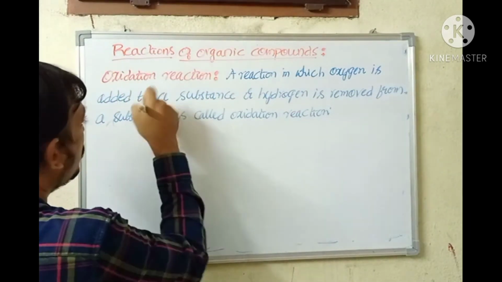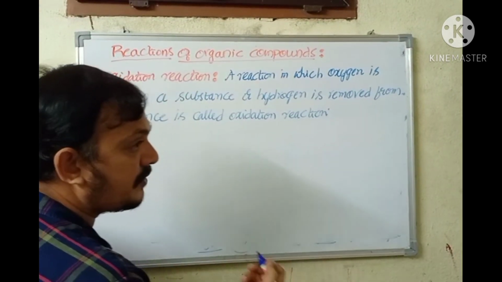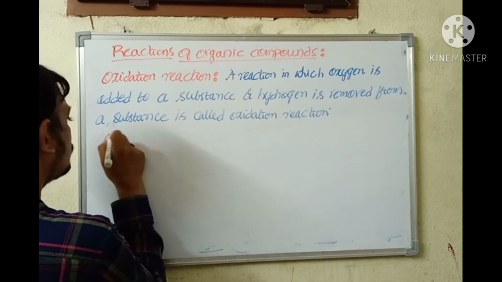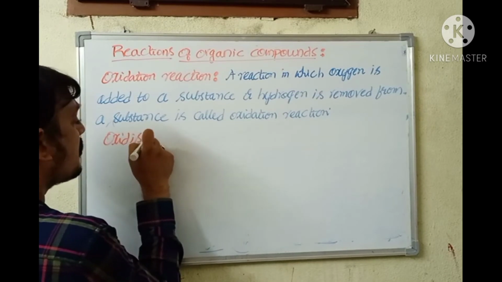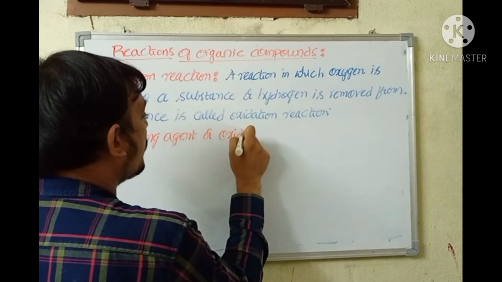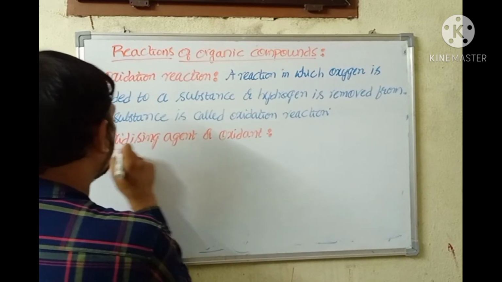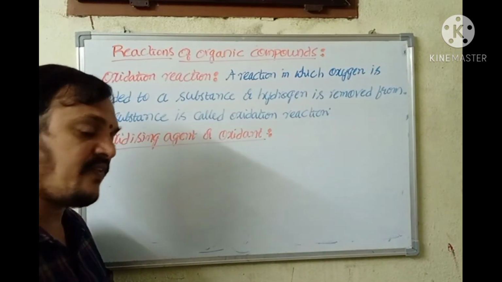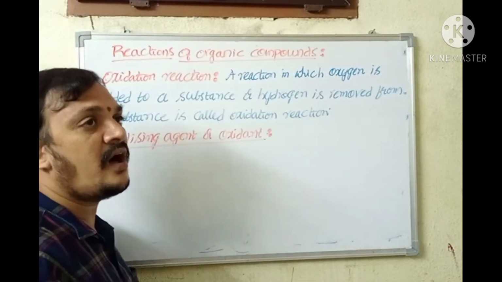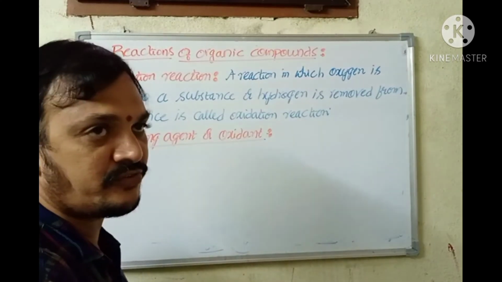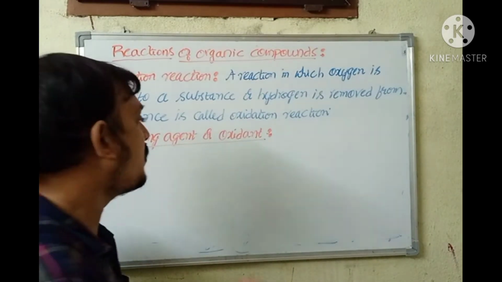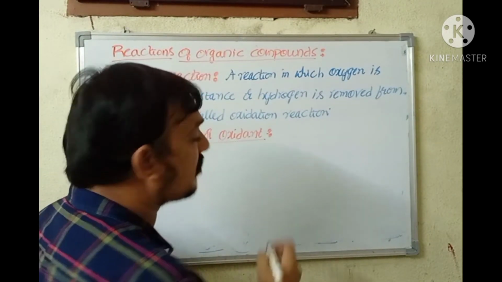Okay, so for carrying out that oxidation reaction, you will require a chemical substance which is referred to as an oxidizing agent or oxidant. An oxidizing agent or oxidant can be defined as a chemical substance that supplies oxygen or removes hydrogen from a substance. A chemical substance that supplies oxygen or removes hydrogen from a substance is referred to as an oxidizing agent or oxidant.